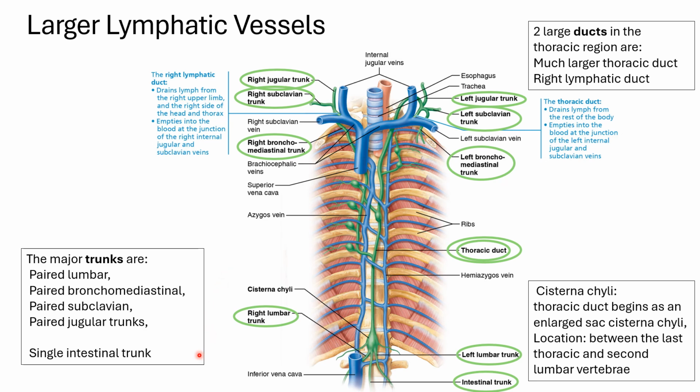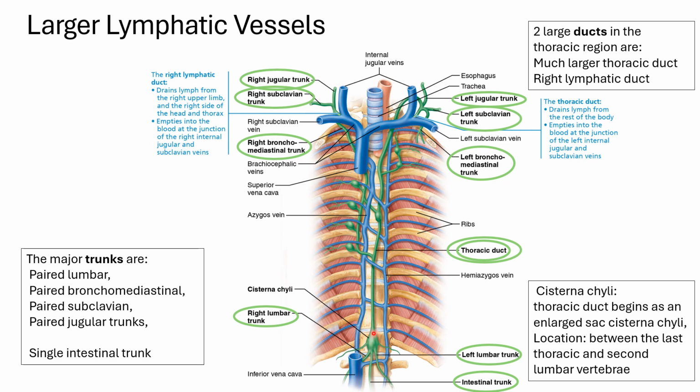Now we are talking about the trunks. So on the right side we have different lymphatic vessels, and on the left side we have different lymphatic vessels. So let's talk about the trunks. The major trunks are named according to the region that they are draining. So we have a paired lumbar. So there is a right lumbar, a left lumbar. Then we have intestinal. Okay, this is known as cisterna chyli. I don't know how to pronounce it.